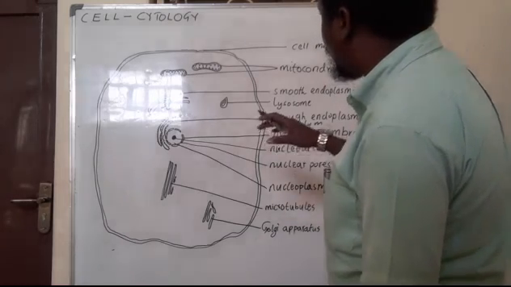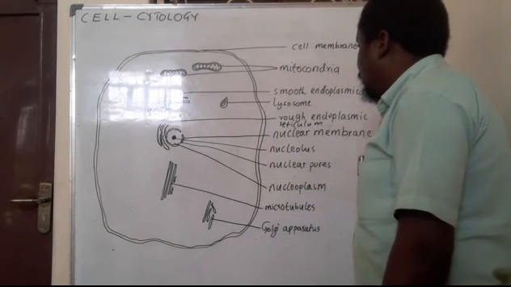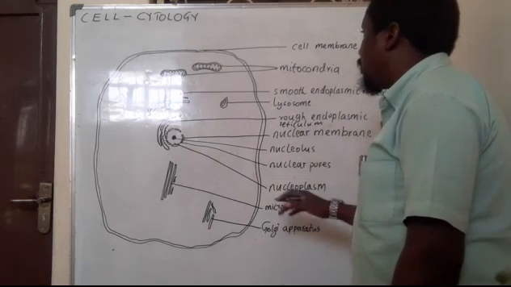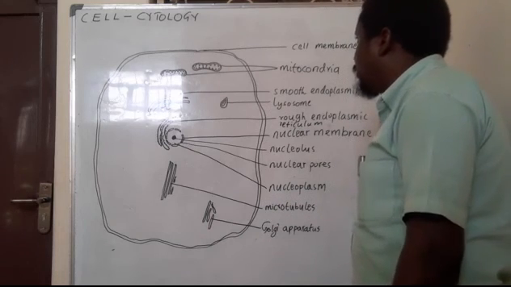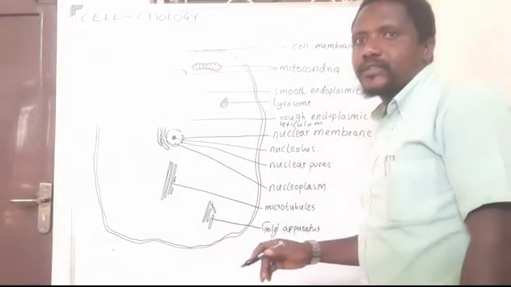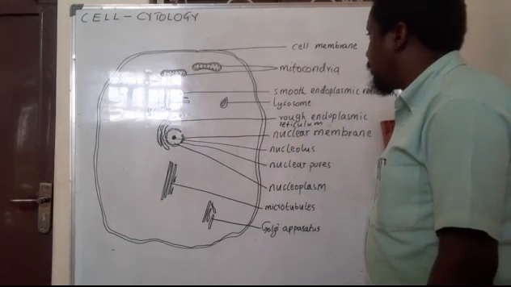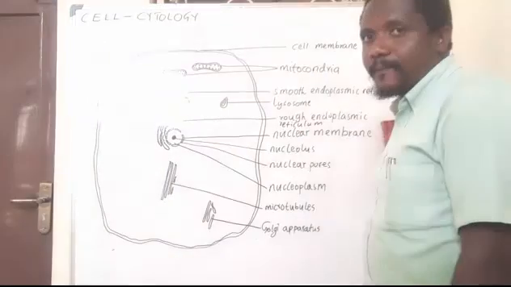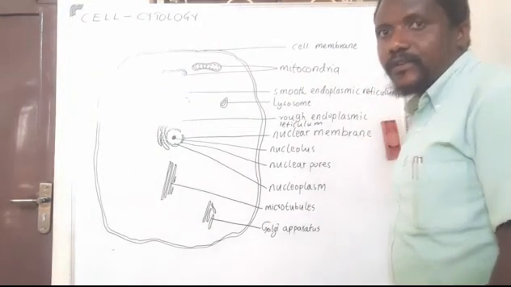These are some of the most important structures you can see using an electron microscope. And we are going to explain the function of each and every structure you can see here in the next video. Endeavor to watch the next video.